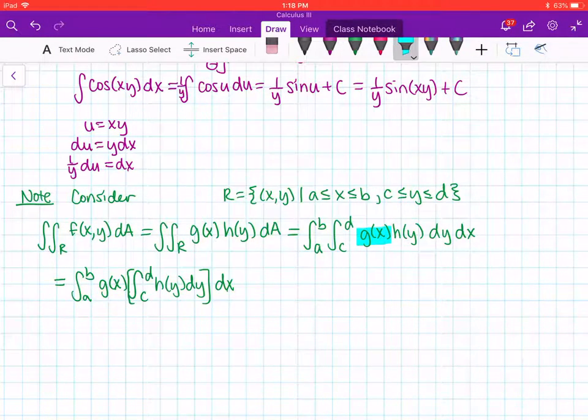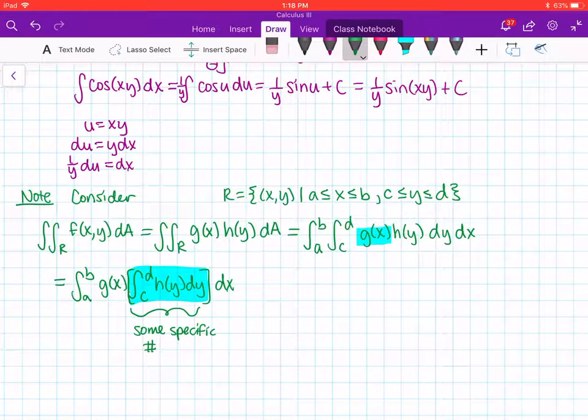Okay, now if we consider this thing, we have a function with respect to y. Once we integrate it, we're just going to get some number. So this whole thing is going to be some specific number. Think of it as 3, for instance. So if we had 3 here instead of the blue, we could take it out of that a to b integral. And that's exactly what we're going to do next.